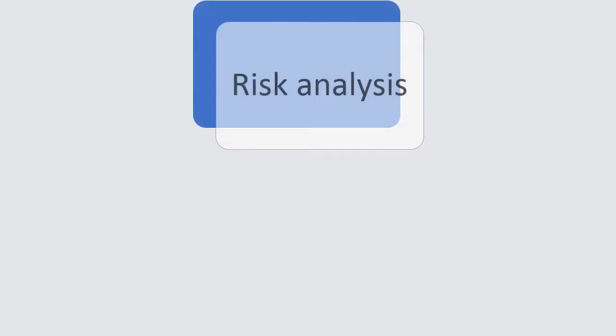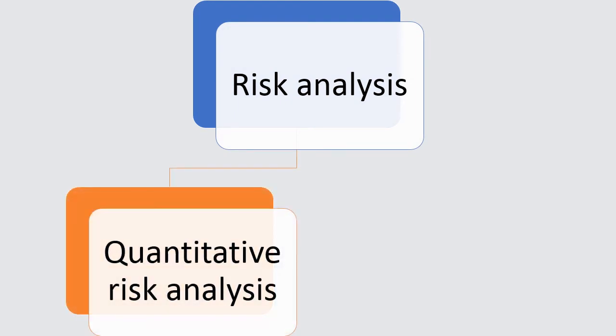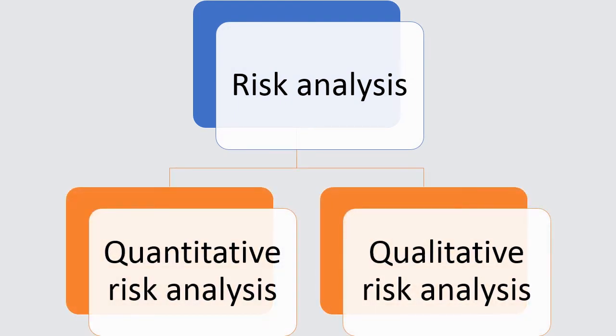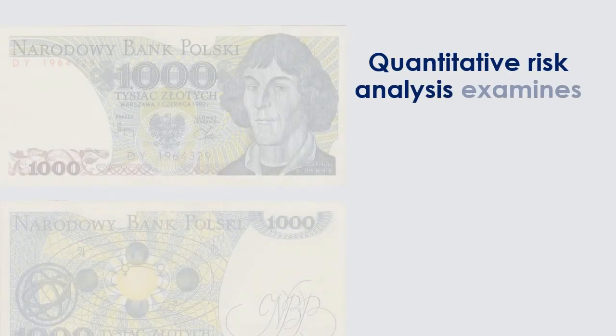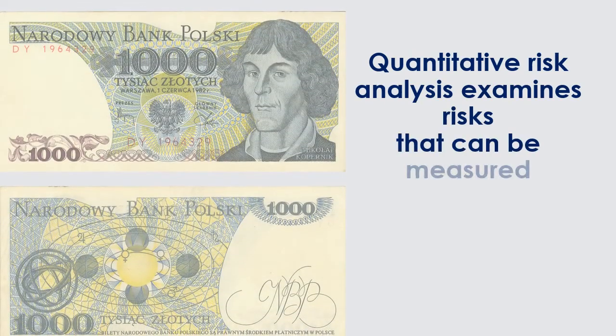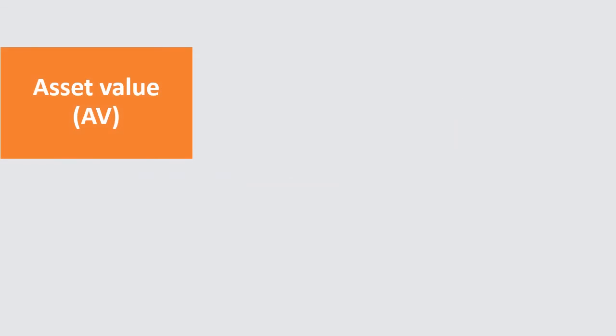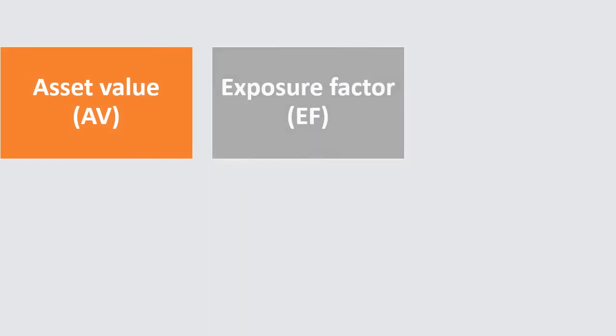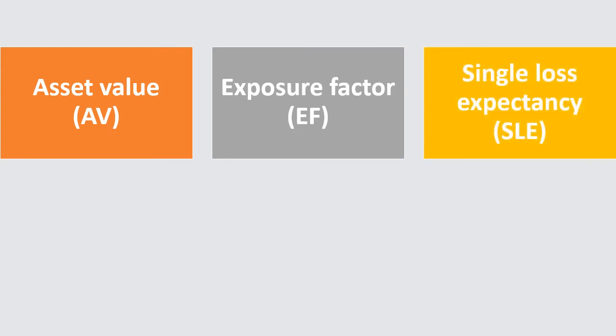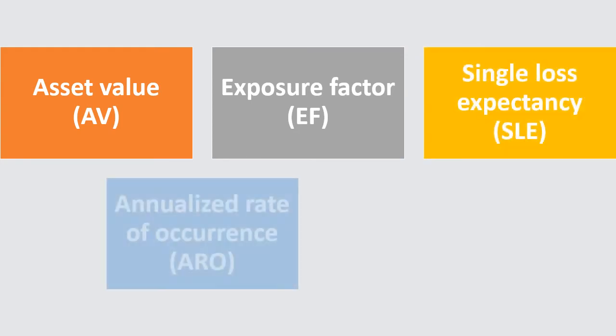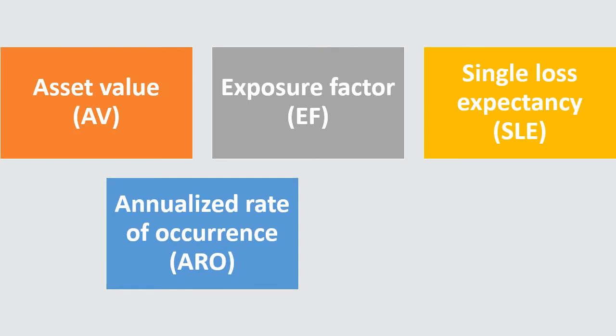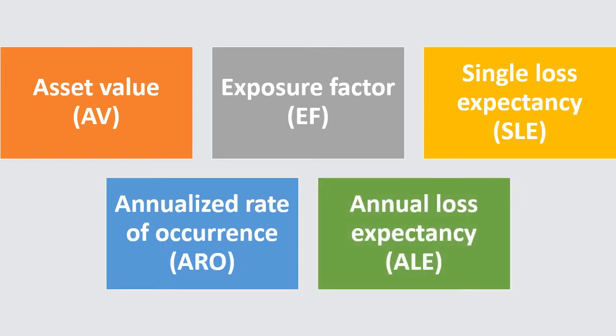There are two approaches to risk analysis: quantitative risk analysis and qualitative risk analysis. Quantitative risk analysis examines risk that can be measured numerically or monetarily. Quantitative risk analysis core concepts are: asset value, AV, exposure factor, EF, single loss expectancy, SLE, annualized rate of occurrence, ARO, and annual loss expectancy, ALE.